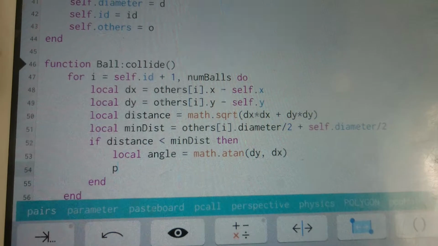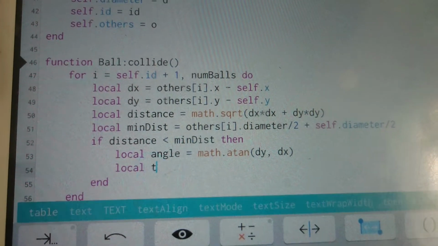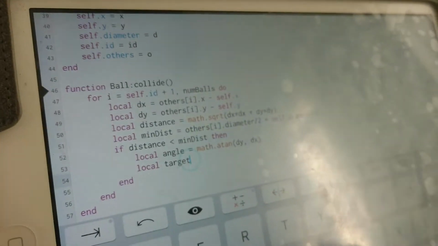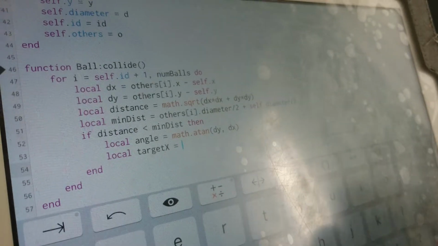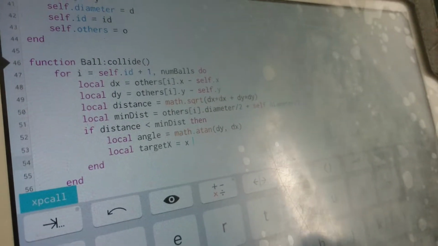Now let's see. Oh boy, it's hard to type here. Target x equals x.